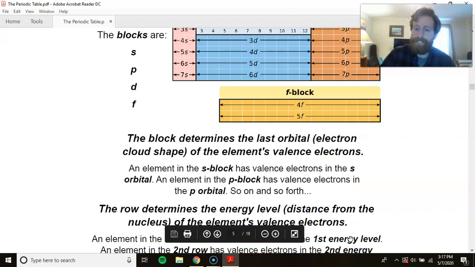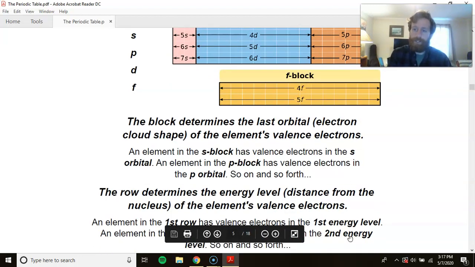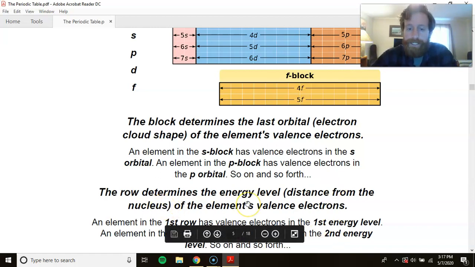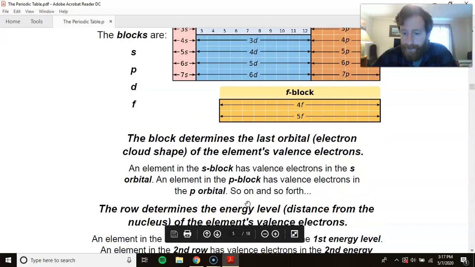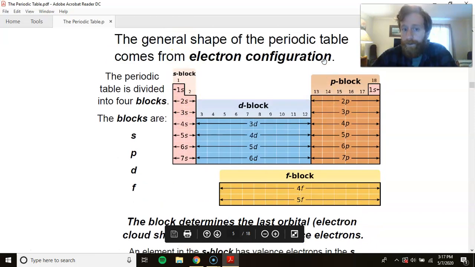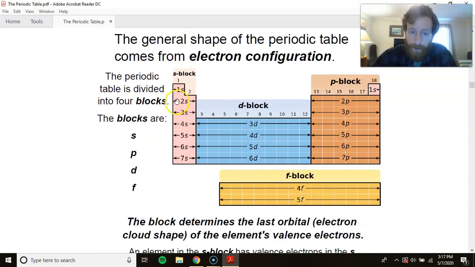And the row determines the energy level. Remember, energy level is that big number out in front, and it's thought of as the distance from the nucleus. As you move to higher and higher energy levels, those electrons are now farther away from the nucleus of the atom. So the row determines the energy level of the element's valence electrons. So you can see up here, the first row is going to end 1s. The second row ends 2s in the s block, 2p in the p block. Third row, 3s in the s block, 3p in the p block.